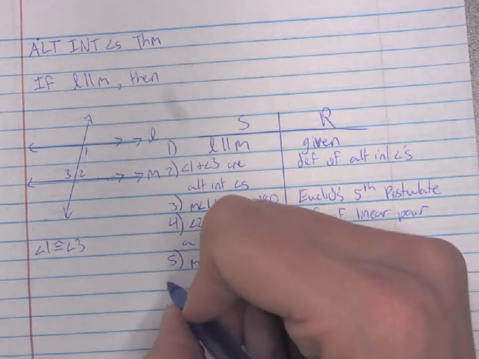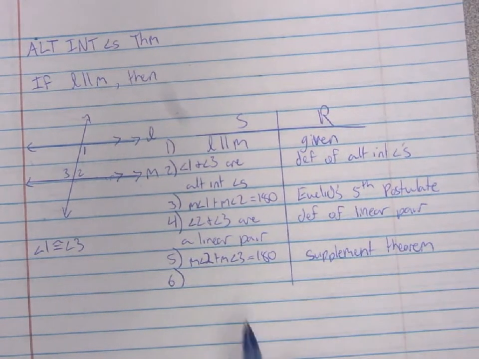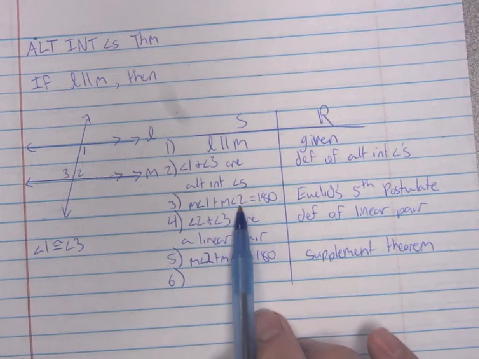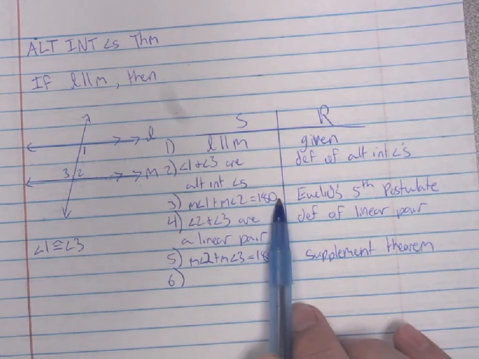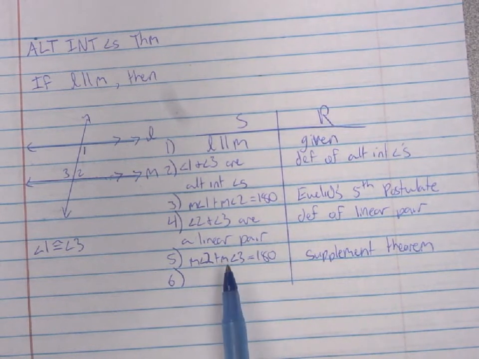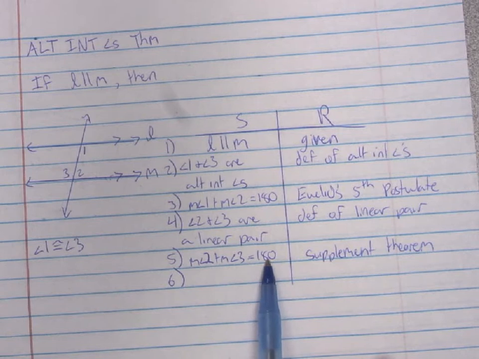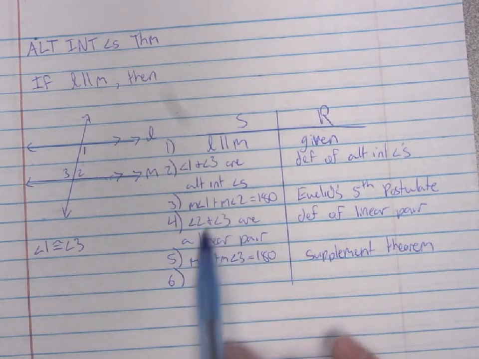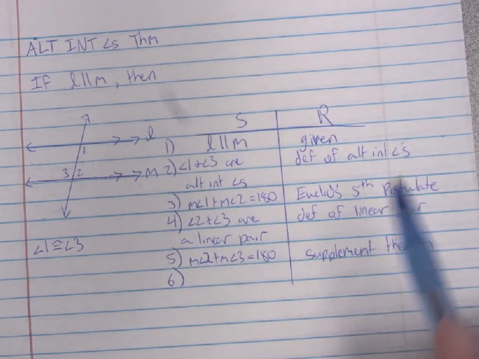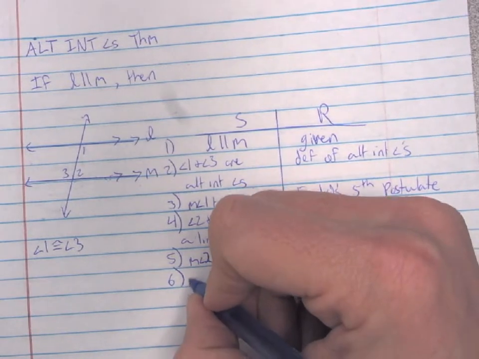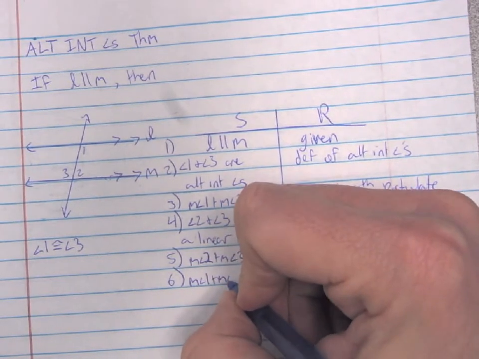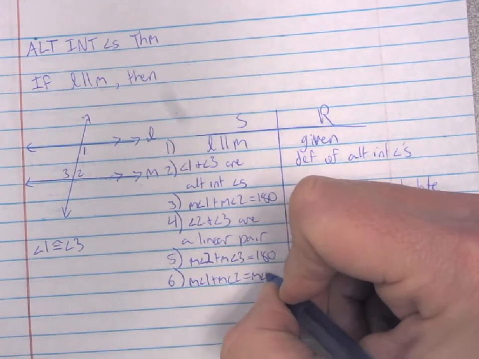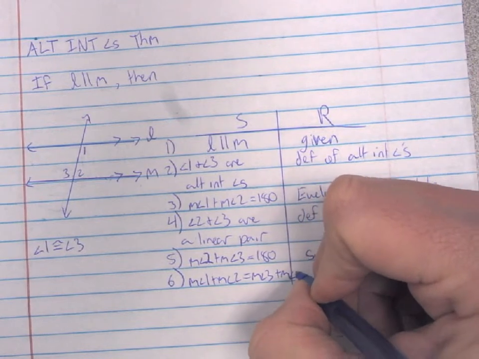Okay. Step 6. Now if the measure of angle 1 plus the measure of angle 2 equals 180, and the measure of angle 2 plus the measure of angle 3 equals 180, then I can set these two expressions equal to each other because they're both equal to 180. So I can say that the measure of angle 1 plus the measure of angle 2 equals the measure of angle 3 plus the measure of angle 4.